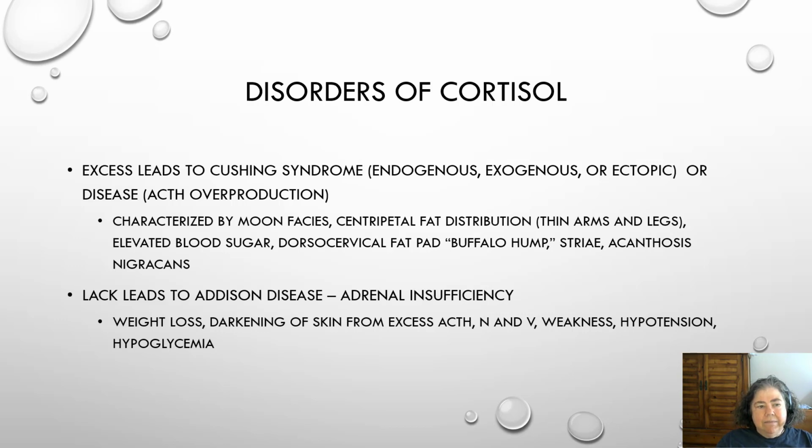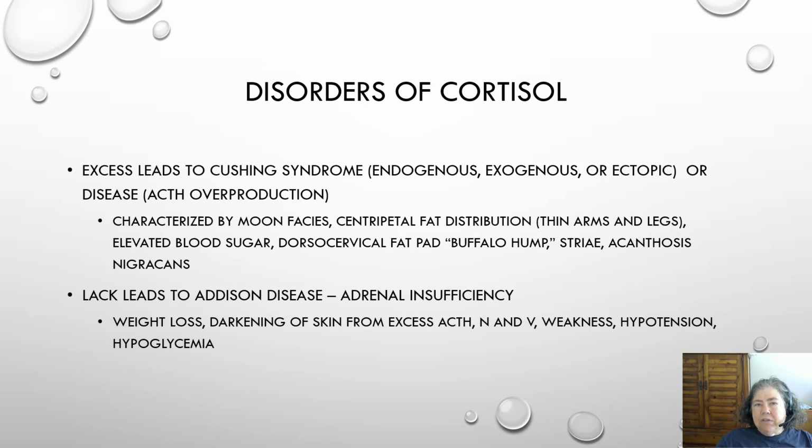When there is inadequate cortisol, that's Addison disease or adrenal insufficiency. And the manifestations of Addison disease include loss of weight. These folks tend to be thin. They are weak. They are hypotensive, hypoglycemic, may have nausea and vomiting, which of course contributes further to the weakness and hypotension. And they get tanned looking, their skin darkens.